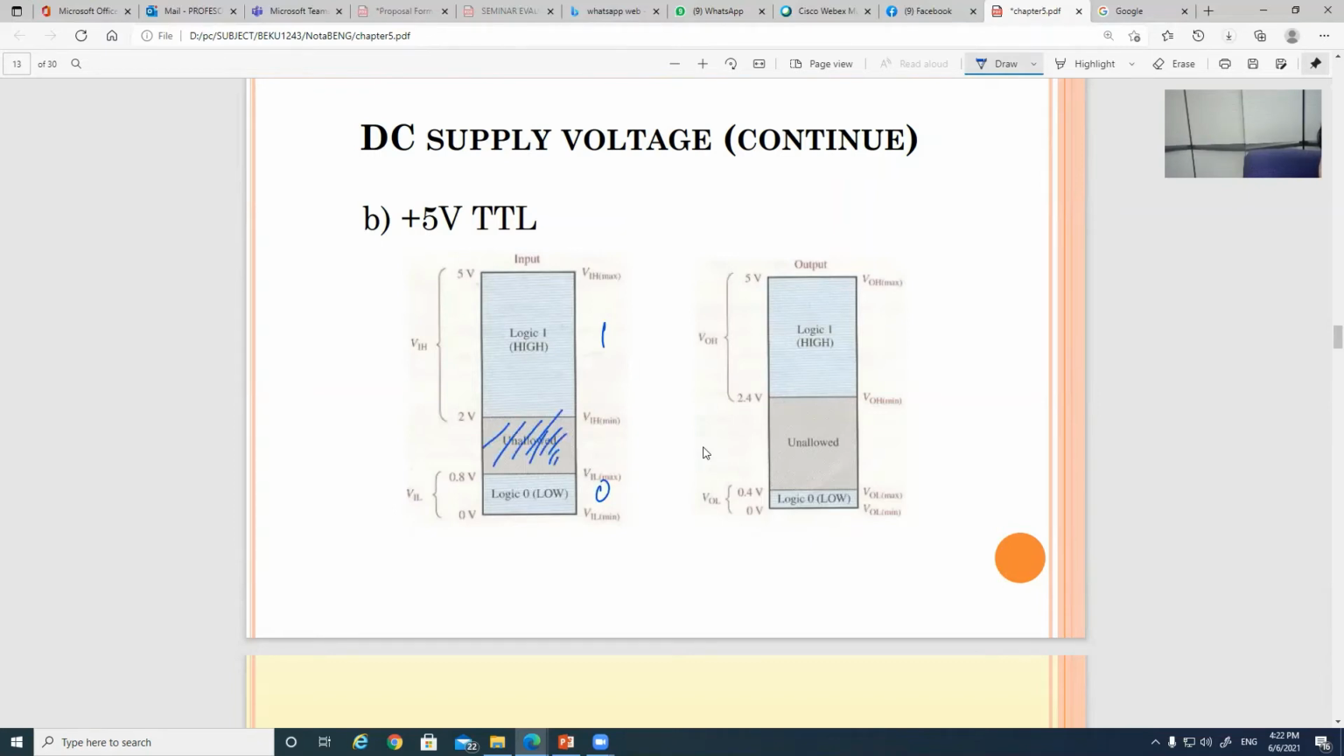Then for the output it is different. For the CMOS we have a small range for the output, but for the TTL we have the biggest range for the output. For logic 1, from 2.4 volt to 5 volt, and for logic 0, from 0 to 0.4 volt. That is for the DC power supply inputs and outputs.